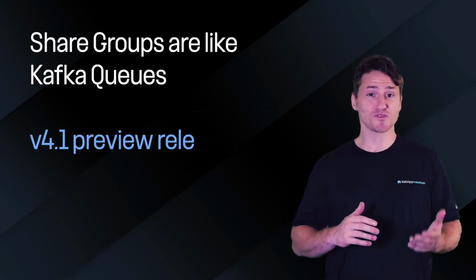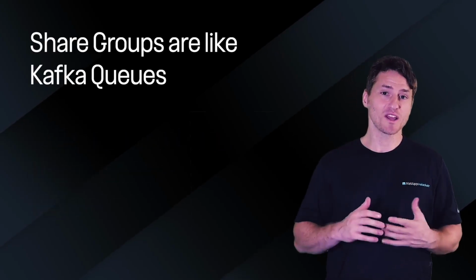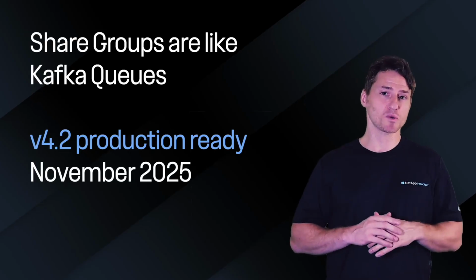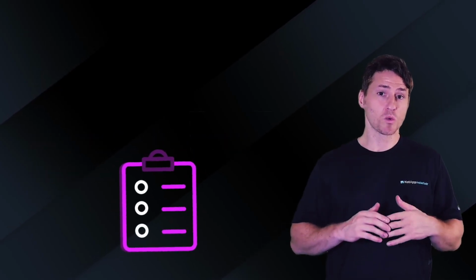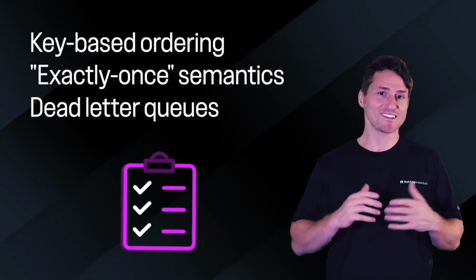Coming soon in version 4.1, we'll get a preview release with more stability and higher limits. And then in version 4.2, it will be production ready, targeting November 2025. And in the future, we're looking at key-based ordering, exactly-once semantics, and dead letter queues.